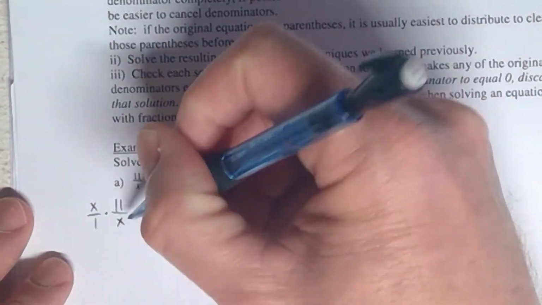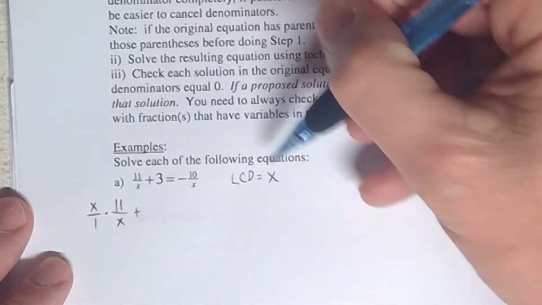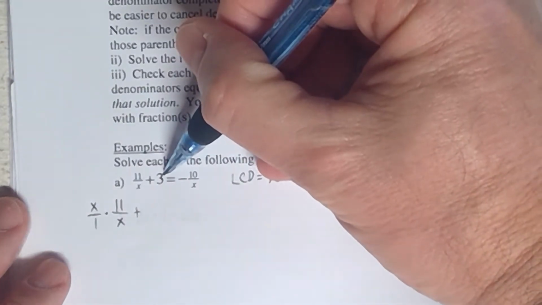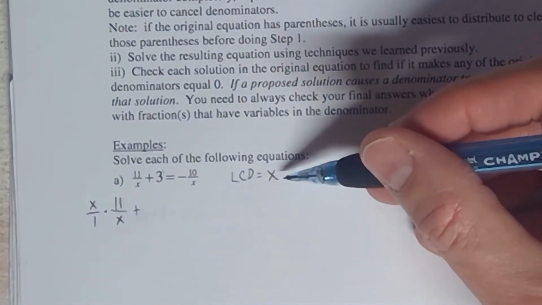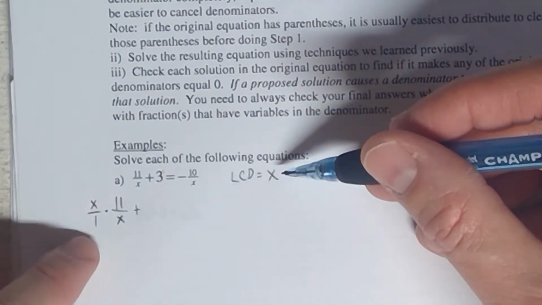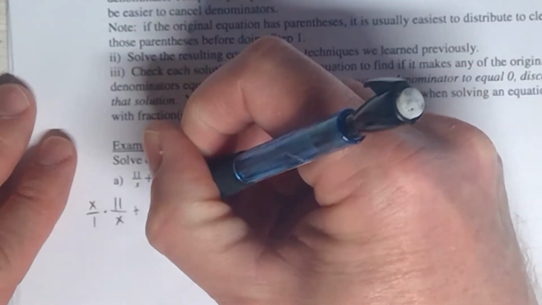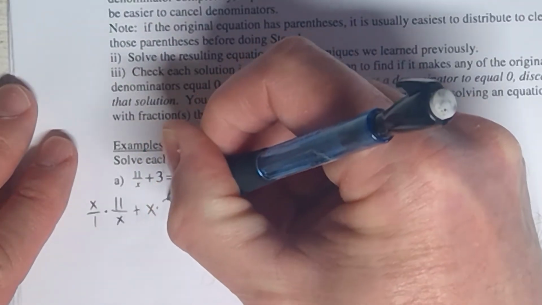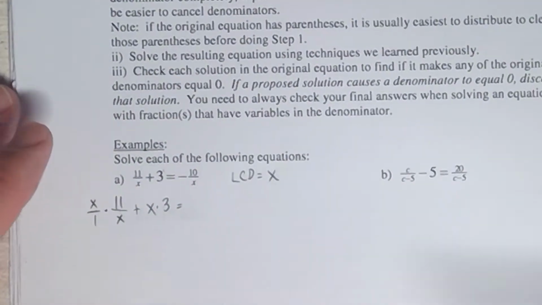You then bring down the plus that's in between, and then you now need to multiply by the regular term. But since it's just a regular term, you don't have to say x over 1 on this part, okay? Just on this part, because you were multiplying by a fraction. So here you just have to say x times 3, okay? Don't need to say x over 1. It's not necessary.